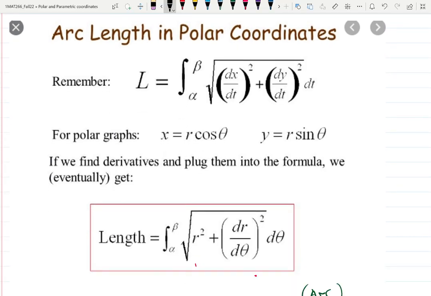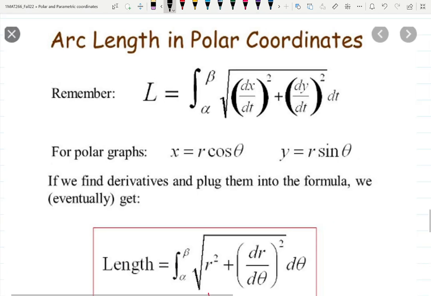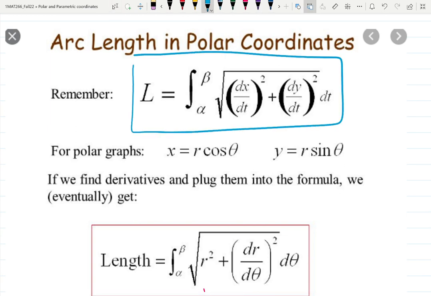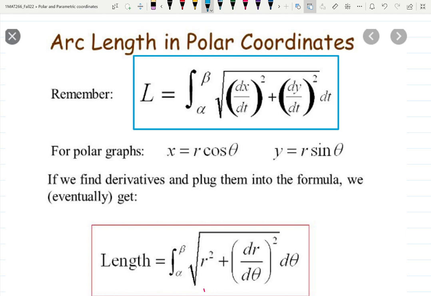So arc lengths in polar coordinates can be defined using the parametric arc length formula. The parametric arc length formula was given as the derivative squared plus the derivative squared inside of the gigantic square root. We will be using the same idea, just in this case, x and y are given their fixed formulas, r cosine and r sine. So we can find the derivatives this way.